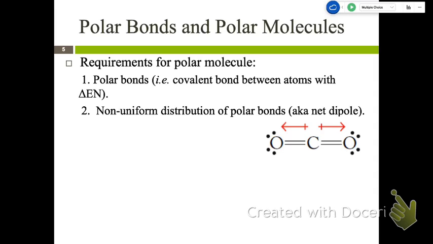Okay. So can I get a volunteer to share their group's discussion? Do we think that this is symmetrical or non-symmetrical, uniform or non-uniform distribution of electrons? Julia, what did you guys discuss? We said that it is uniform and symmetrical because it's linear. Okay, what's linear? The molecular shape. Okay, does everyone agree?